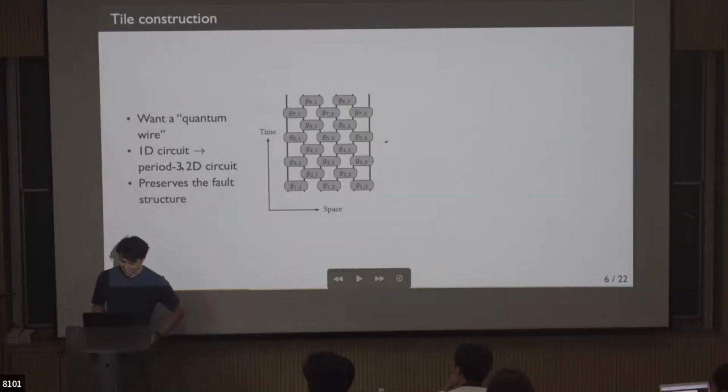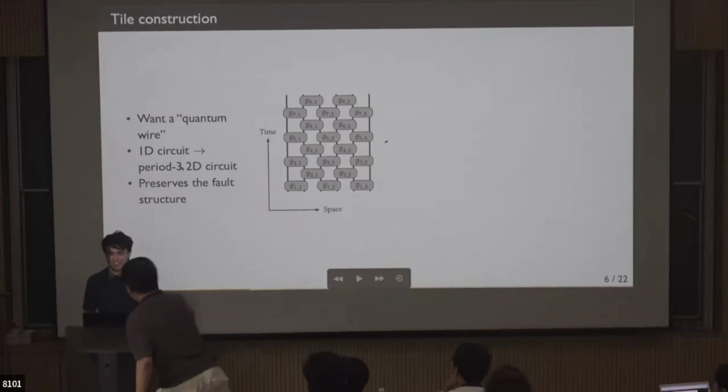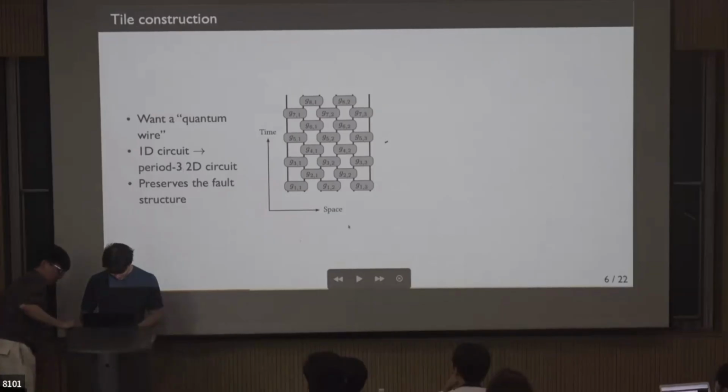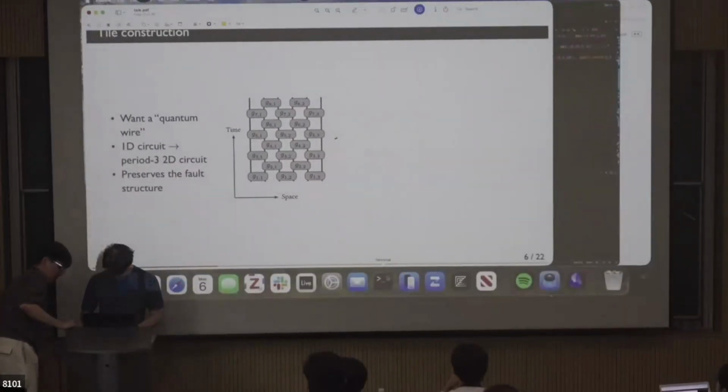Any issue? There's a missing figure. Is it appearing in the computer? Let me do this.